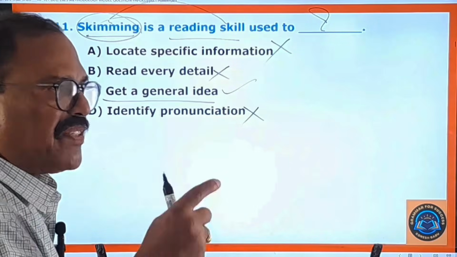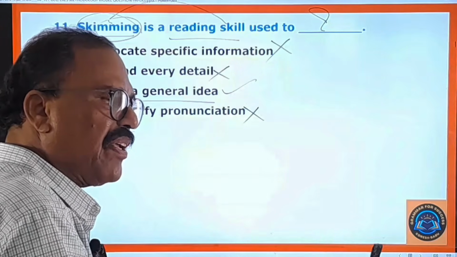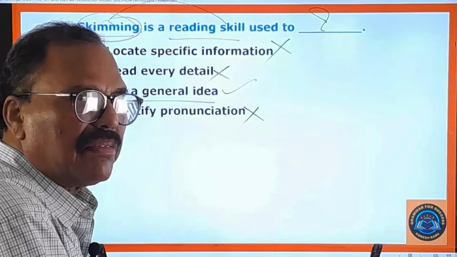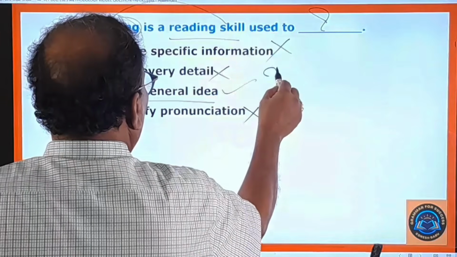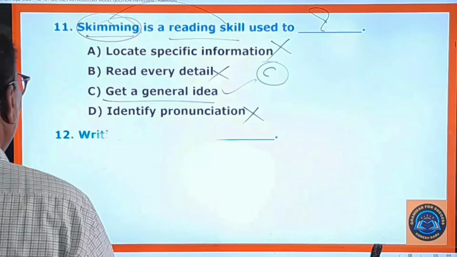Scanning is meant for specific reading. Skimming is meant for a general idea, general reading and all that. So here, therefore, C is the right one. And you go to the 12th question.